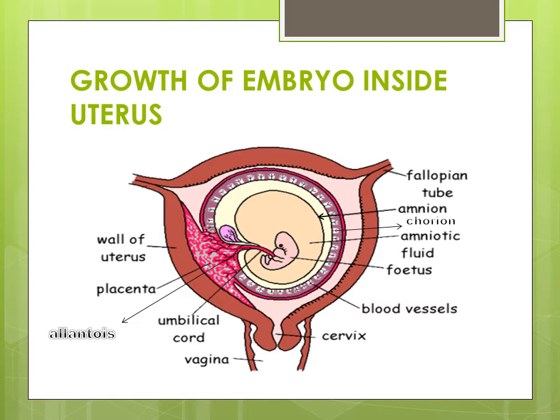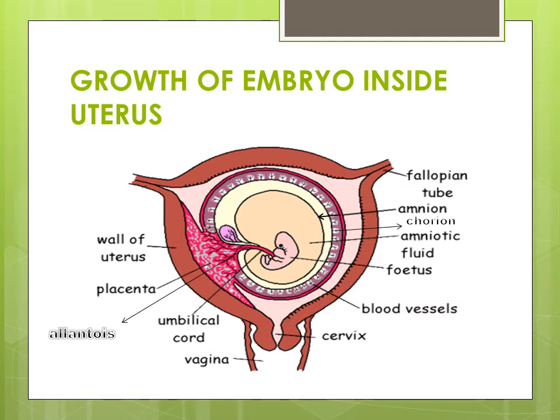Now, in the early stages of gestation, what happens? The blastocyst, what is blastocyst? The mass of cells. They develop a number of extra embryonic membranes to protect the developing embryo. And these membranes are amnion, chorion, allantois, and placenta.